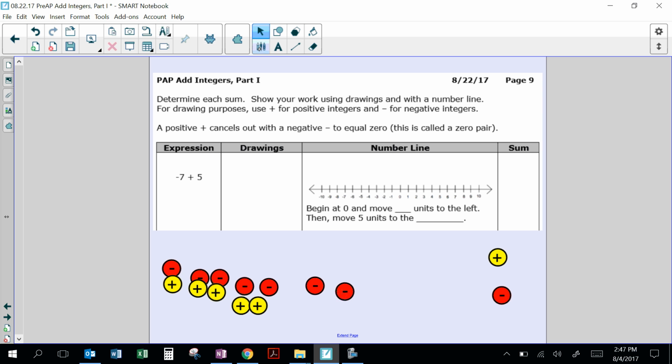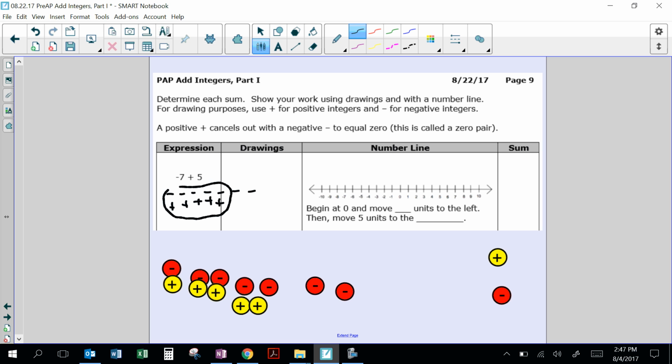Let's draw this and show this. So we start with 7 negatives. 1, 2, 3, 4, 5, 6, 7. We're adding 5 positives. These are called zero pairs. So we draw an arrow saying goodbye, because a negative and a positive, or a positive and negative together, will cancel out. So what are we left with? -2. The sum is -2.